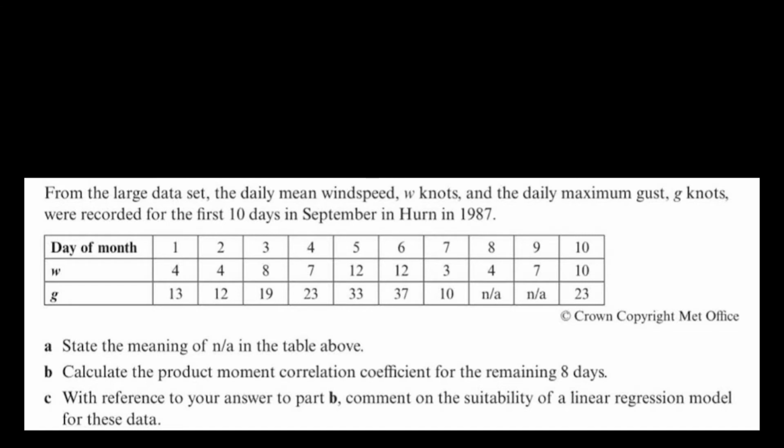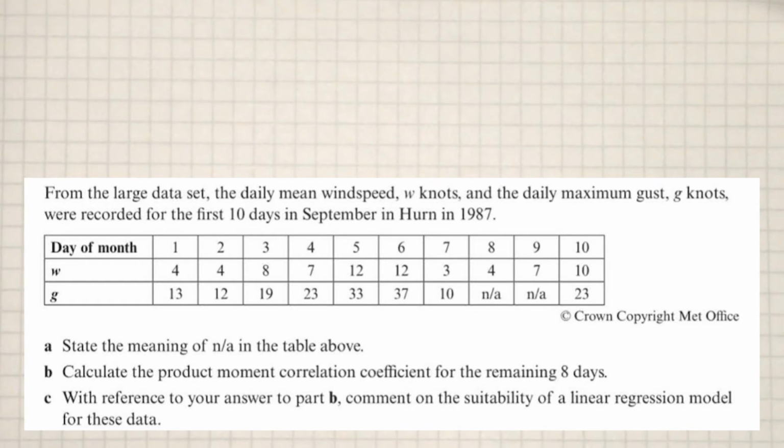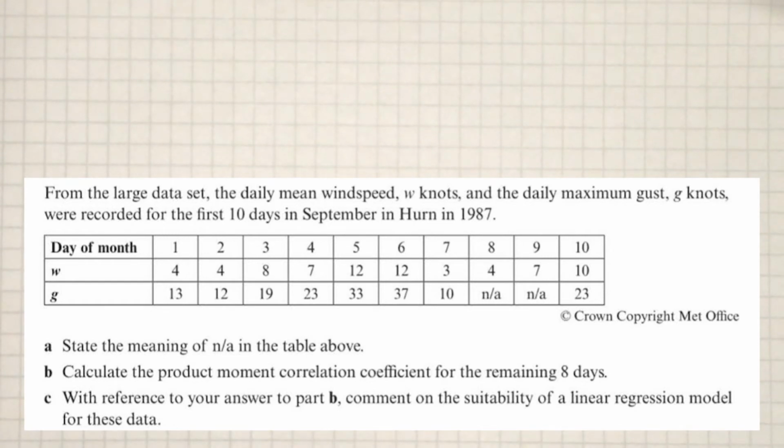Now that we know what type of values our correlation coefficient might take, and we have an idea of what the associated scatter graph might look like, let's take a look at an example question that will ask us to calculate a correlation coefficient. It's not necessary to have a graph to be able to determine the type of correlation. This question refers to the large data set, and it's referencing the daily mean wind speed and the daily maximum gust. Part A of the question tests whether or not you're familiar with the large data set. We have NA in place of some of the data here.